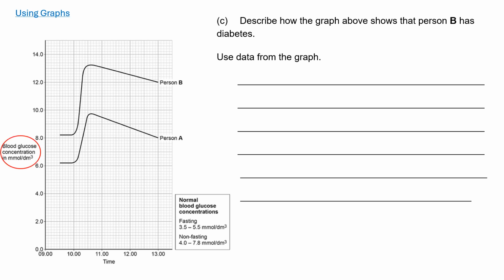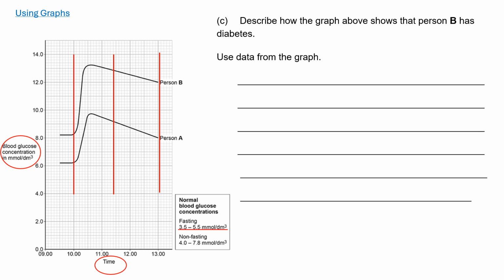On our y-axis, we have the blood glucose concentration, which is the amount of glucose in the blood at any one time. Across the bottom, you have time, and then the key shows you the concentration of blood glucose for a person that's fasting, meaning they've had no food, and non-fasting means when they have been given food or drink. Be methodical when you're answering a question like this. What's happening at the beginning, what's happening in the middle of the graph, and what's happening at the end.